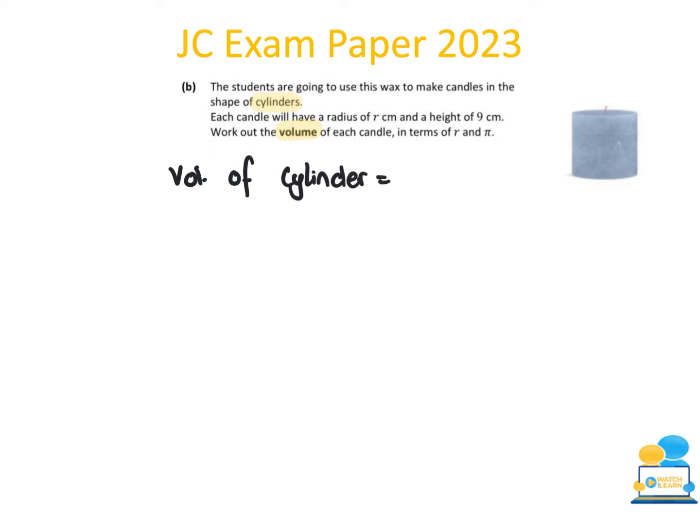And that formula for the volume of a cylinder is pi r squared h. So pi r squared h means that we're going to multiply pi by the radius squared times the height of the cylinder. Before I input those values into my formula, the question has told me that the radius is r centimetres, the height is 9 centimetres. So from that, I can say that pi, we will just use pi, r will be r, and h will be 9.